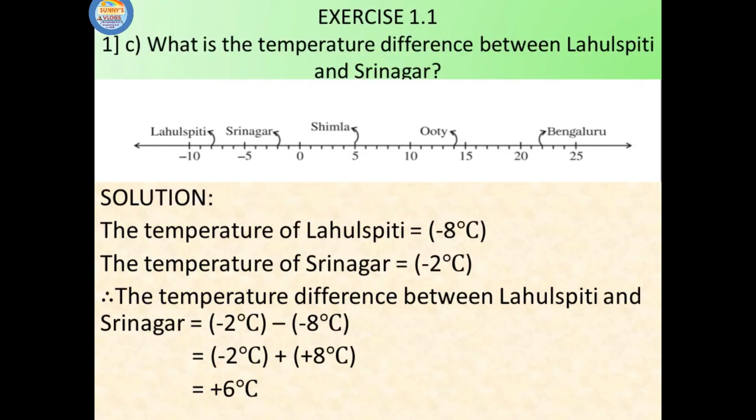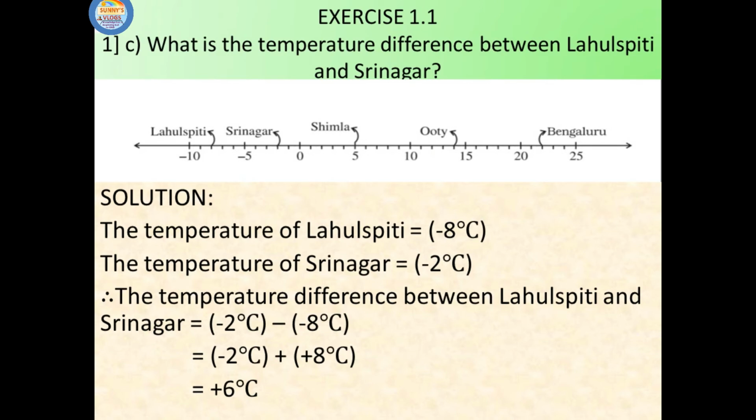Question number 1, sub-question C. What is the temperature difference between Lahul Spiti and Srinagar? As you all know, the temperature of Lahul Spiti is minus 8 degrees Celsius and the temperature of Srinagar is minus 2 degrees Celsius. Now, the question is, what is the temperature difference between Lahul Spiti and Srinagar? How to subtract this? As we all know that while subtracting, we are writing the bigger number first. Here, among minus 2 and minus 8, which is the bigger number? Is it minus 8?